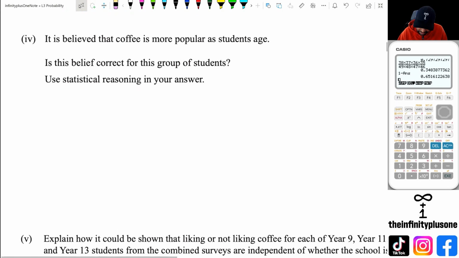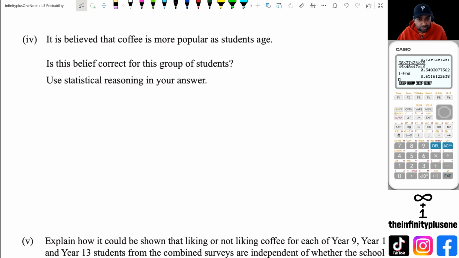Next part of the question. It is believed that coffee is more popular as students age. Is this belief correct? Use statistical reasoning. So the first thing we're going to be doing is looking at the probability that they like coffee given that they're year 9. So we're going to work out 3 probabilities.